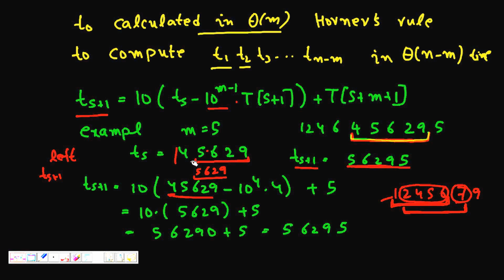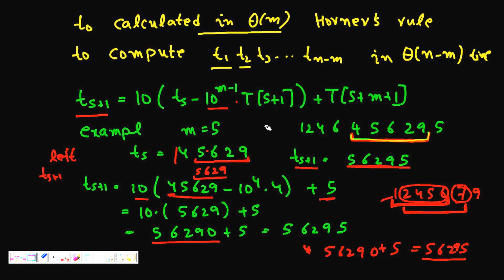Now to shift this left by 1, we multiply it by 10. So now it will become 56290. And what is this? This we are adding in the end. So it will just take 5, the units value. So it is 56295 that it is becoming.